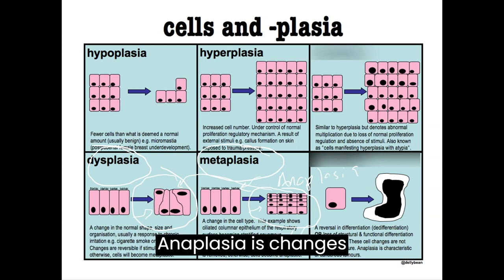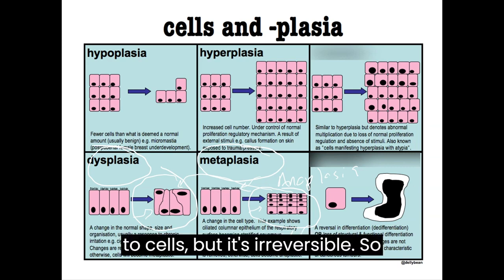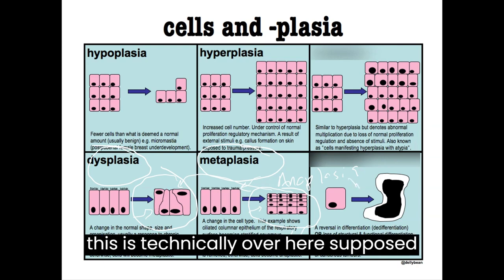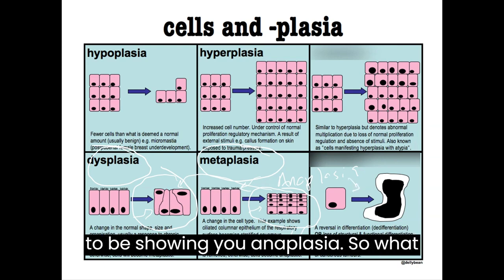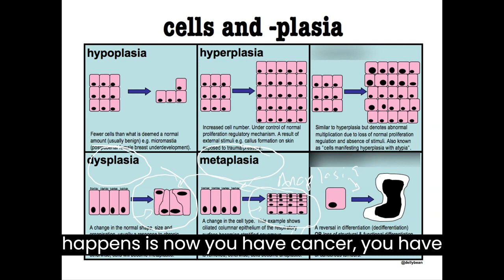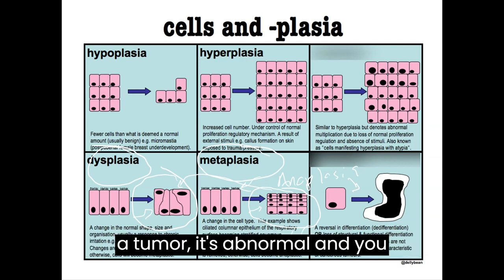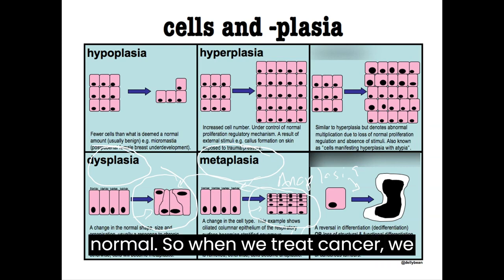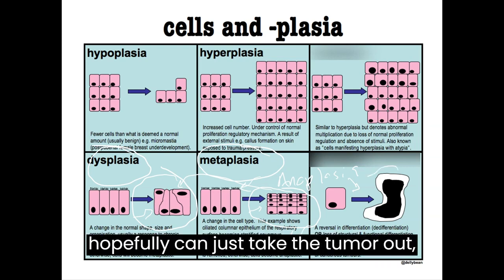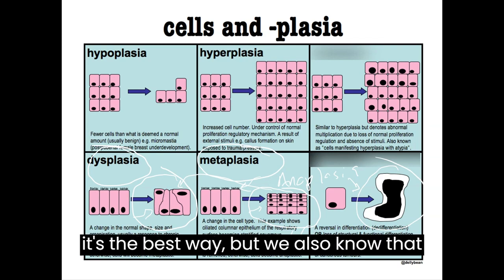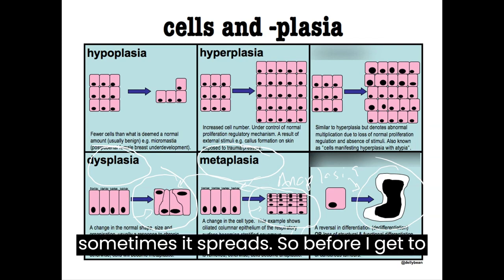Anaplasia is changes to cells, but it's irreversible. So this over here is technically supposed to be showing you anaplasia. What happens is now you have cancer. You have a tumor, it's abnormal, and it will never go back to normal. When we treat cancer, hopefully we can just take the tumor out, which is the best way, but we also know that sometimes it spreads.